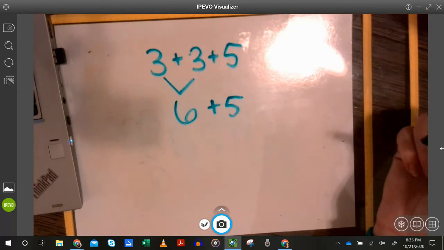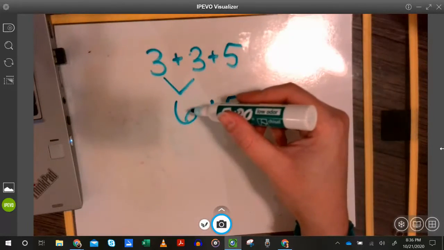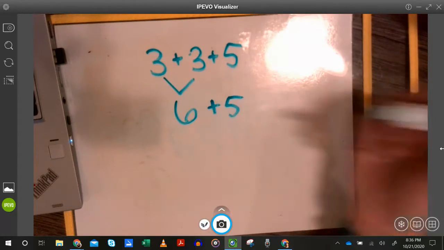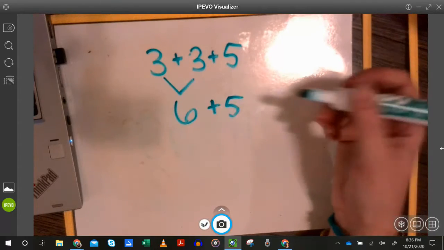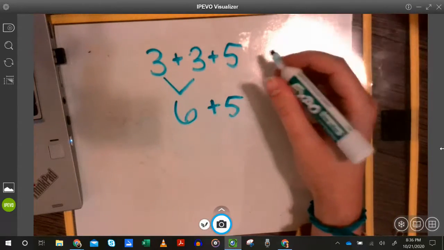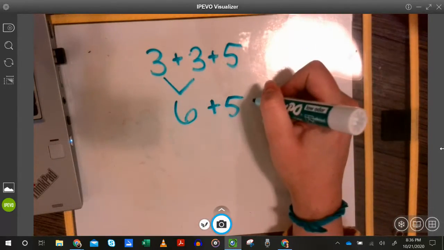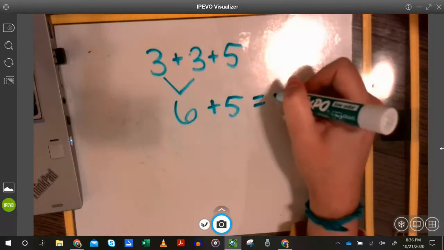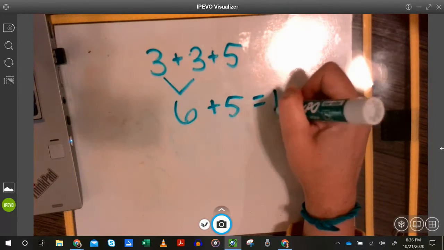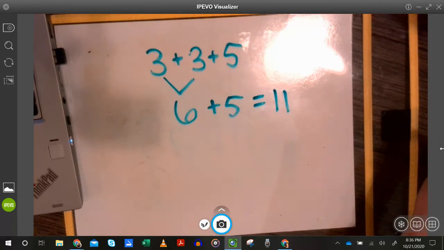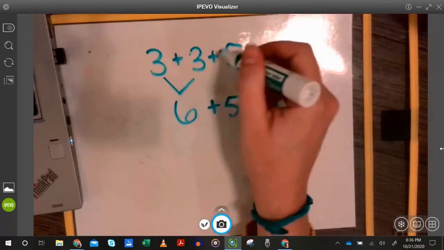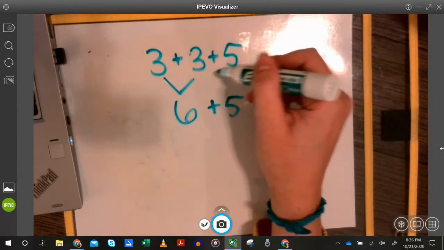6 plus 5, oh, they're neighbors. I know 6 plus 6 is 12. So 6 plus 5 is going to be just a little smaller because 5 is just a little smaller than 6. So if 6 plus 6 is 12, 6 plus 5 is going to be 11. Okay, maybe you wanted to add a 3 with the 5 first.